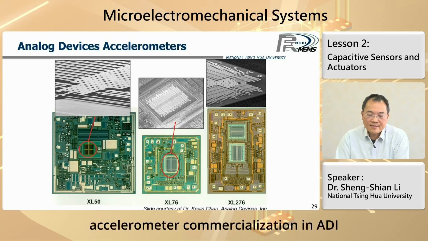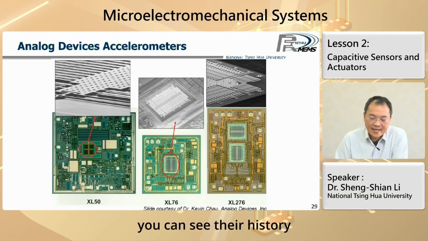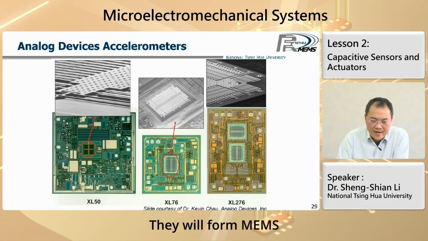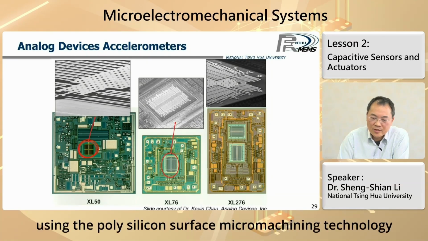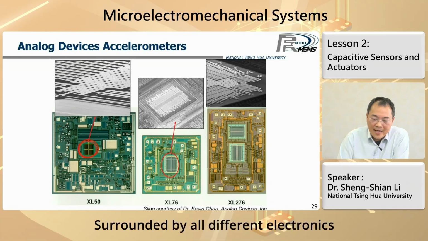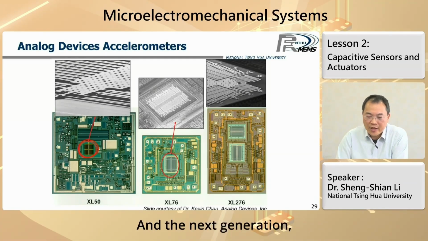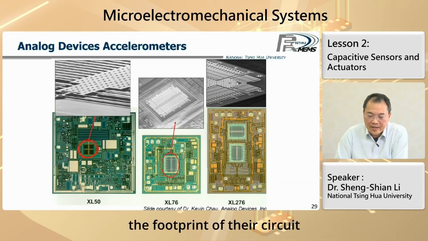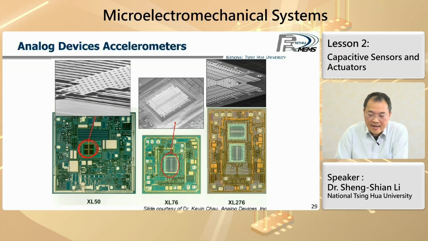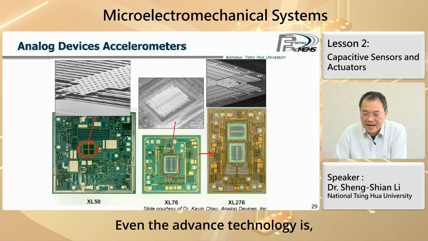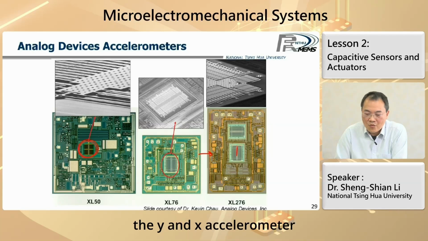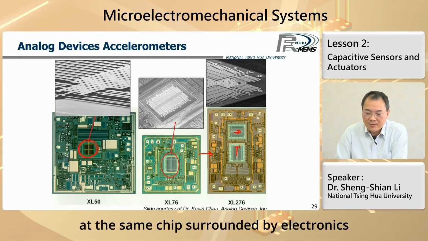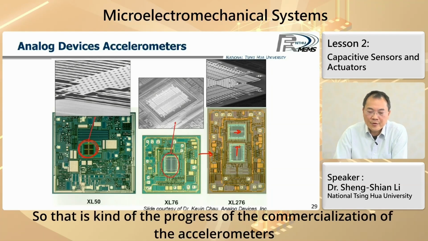And for accelerometer commercialization at ADI, their XL families, you can see their history. They started from a MEMS accelerometer using polysilicon surface micromachining technology, surrounded by all different electronics. And in the next generation, they shrank down the footprint of their circuit. Then, with even more advanced technology, they can produce Y and X on the same chip, surrounded by the electronics. So that is the progress of the commercialization of the accelerometers.